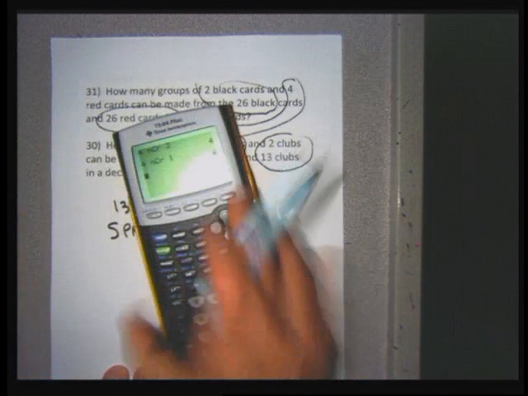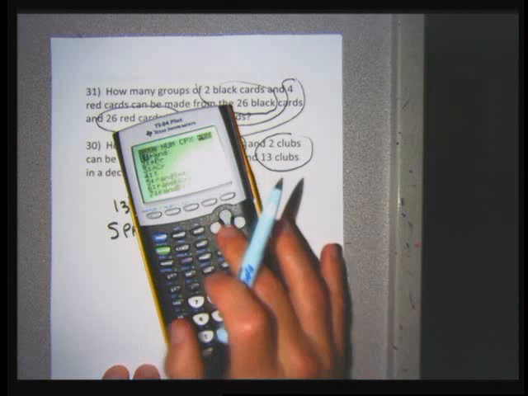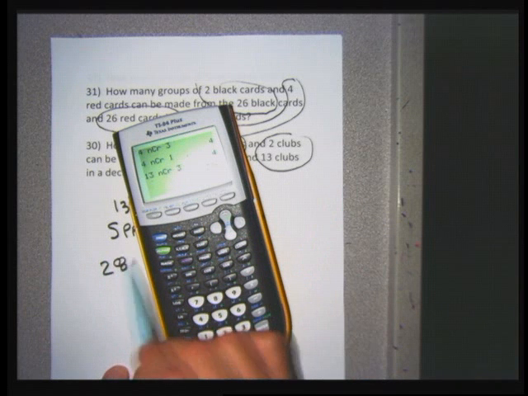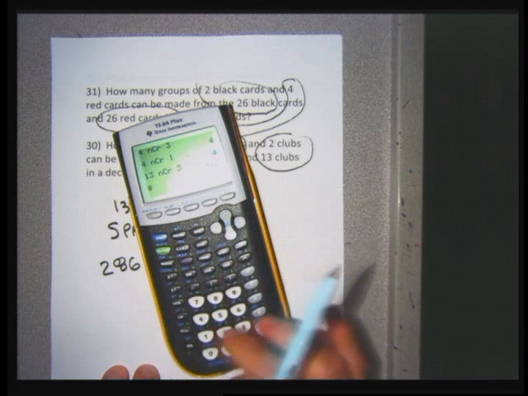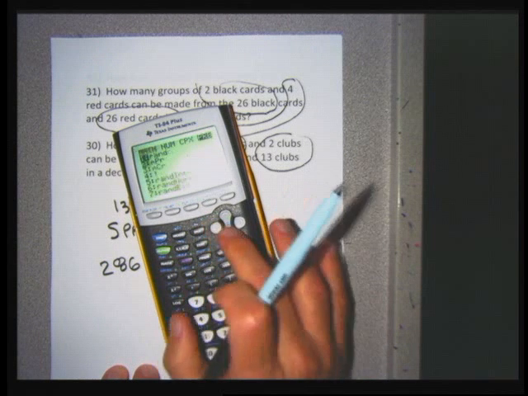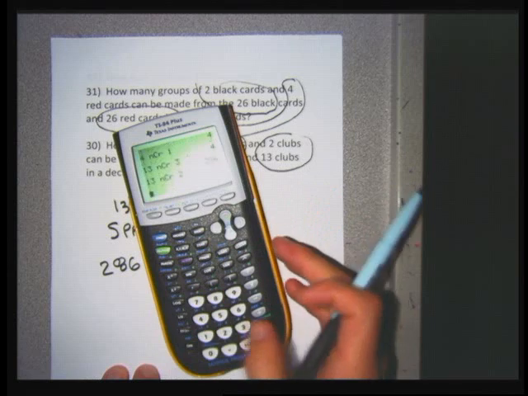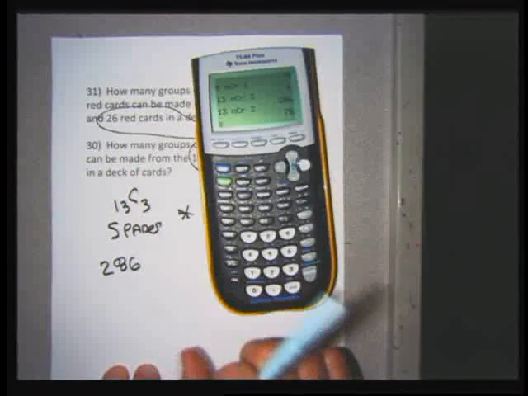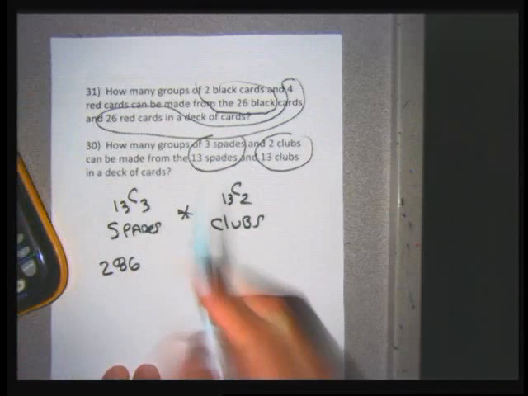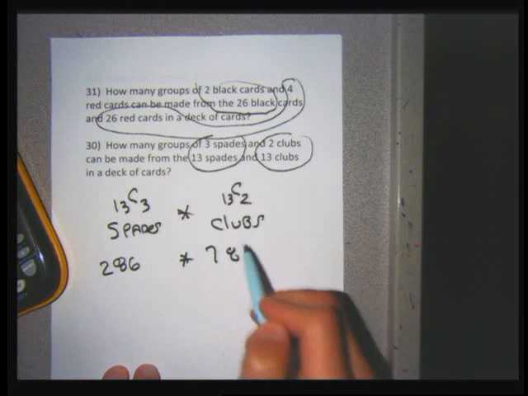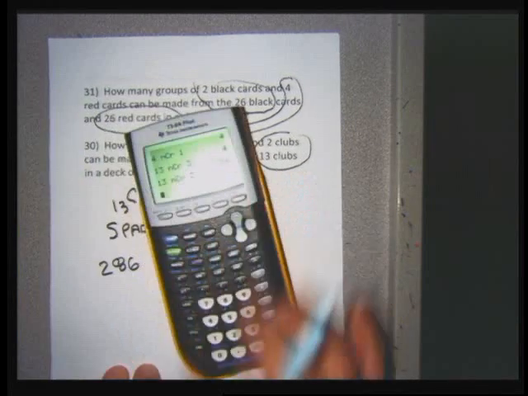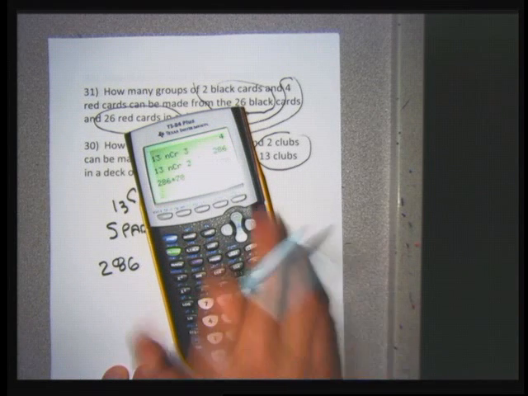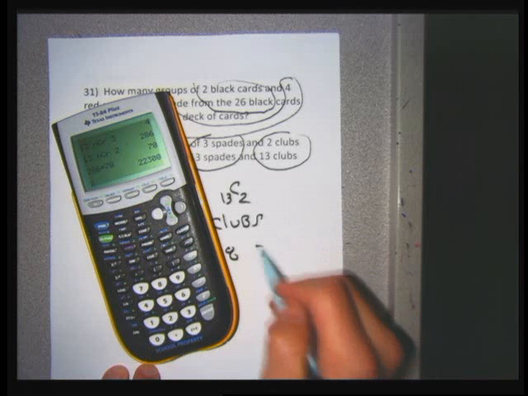I don't know either of these, so it's 13 math choose 3, which is 286. And then 13 math choose 2 is 78. So mine's going to be 286 times 78. Mine's going to be 22,308.